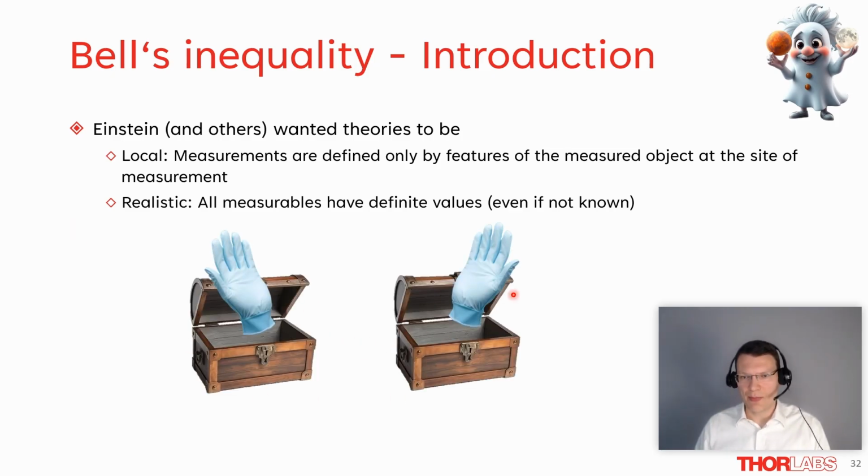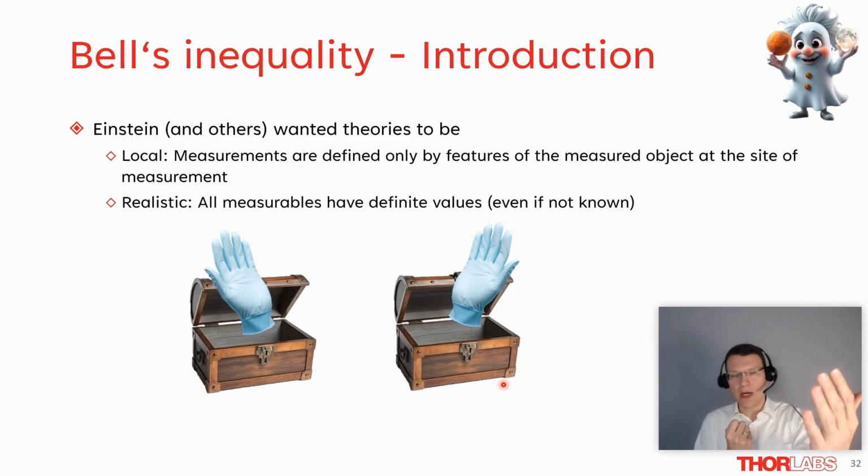Picture a pair of gloves, and I'm putting the left one in this box, putting the right one in this box. I'm closing down the boxes, I'm shuffling the boxes, and now I give you one of the boxes. I have the second one. You open your box, and immediately by looking at your glove, you know what I have in my box. So this is a correlated system, right? You know what you have, immediately you know what I have.